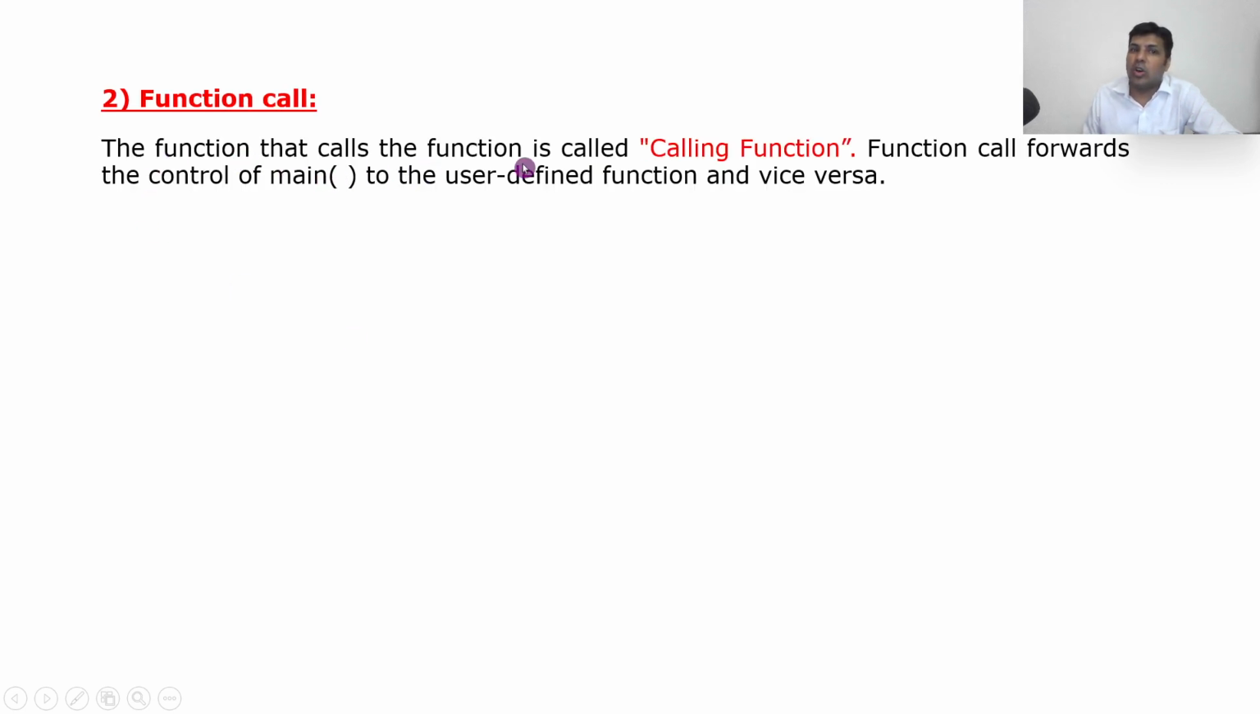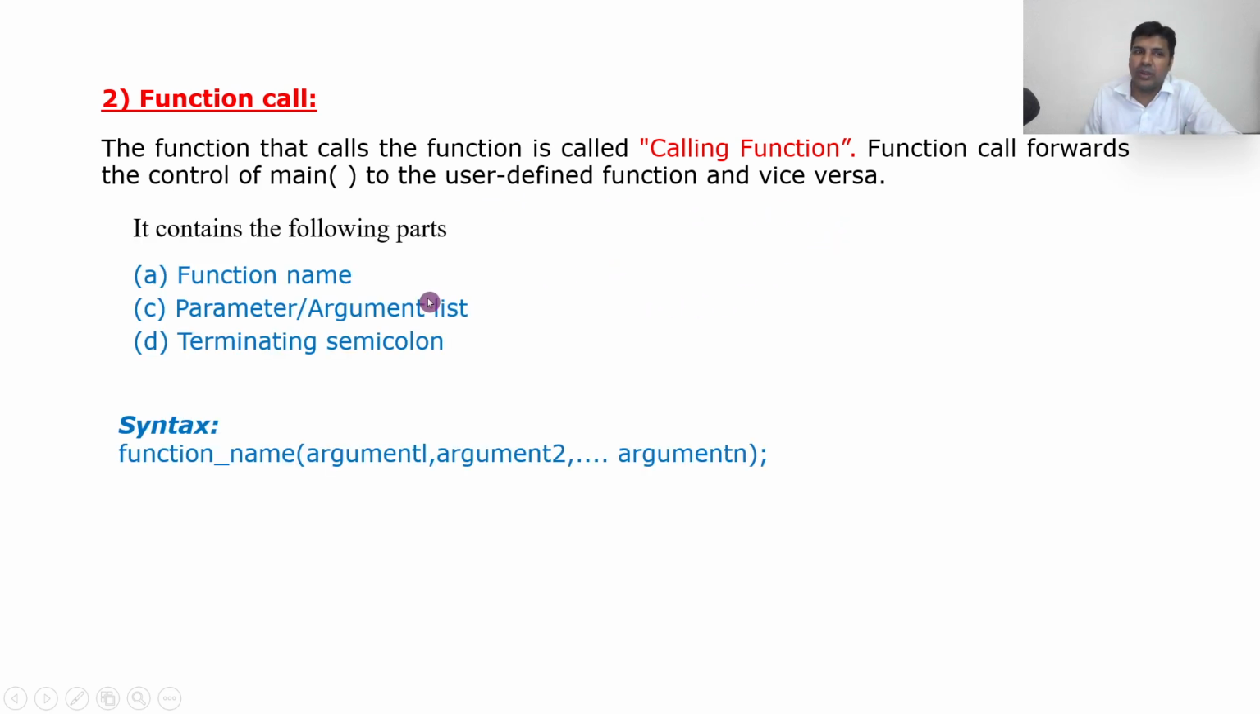The function that calls the function is called the calling function. Now don't get confused, I will explain. A function call forwards the control of the main function to the user defined function and vice versa. Let me explain with an example. A function call again contains parts. Unlike the function prototype, we don't have a return data type here. Function name as it is, parameter and argument list as it is, terminating semicolon as it is.